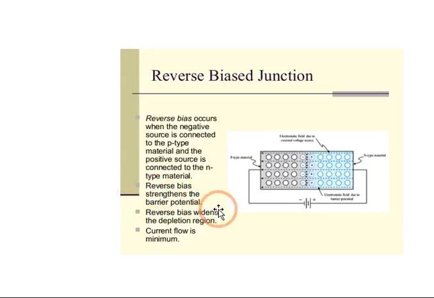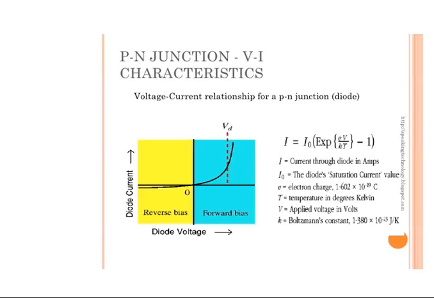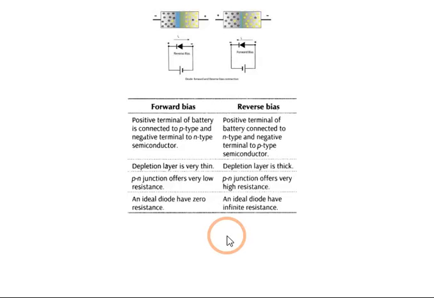Reverse bias strengthens the barrier potential. Reverse bias widens the depletion layer and current flow is minimum. So when you consider these things, in short, there might be a question that asks you to differentiate forward bias and reverse bias junction of a PN junction diode.